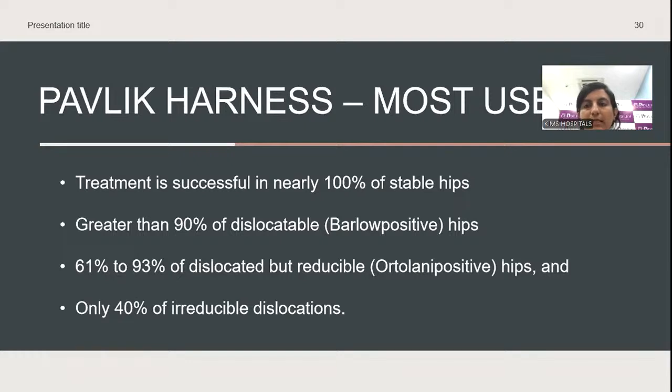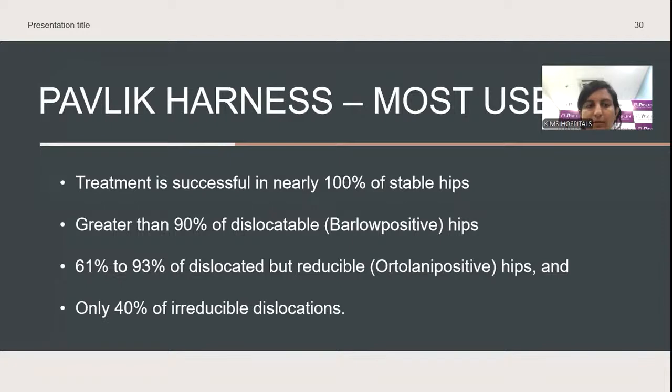If the hips are stable, Pavlik harness is almost 100% successful. In case of dislocatable hips, that is Barlow positive hips, it is successful in 90% of cases. In Ortolani positive hips, that is the hips are dislocated but they can be reduced, Pavlik harness is successful in 60 to 90% of cases. But if the hips are irreducible, it can be successful only in 40% of cases.